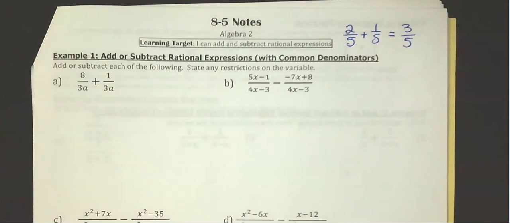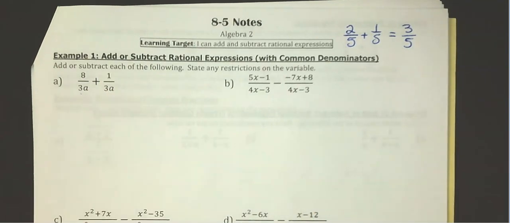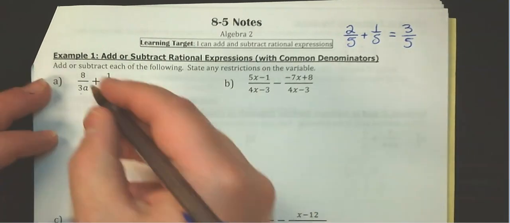So the denominator should stay the same. You only add or subtract. This is a little example with adding, but you only add what's on the top. You keep the denominator the same. So just to remind you of that. So all these ones on the front, like this one says 8/3a plus 1/3a, we're in good shape. We already have a common denominator.